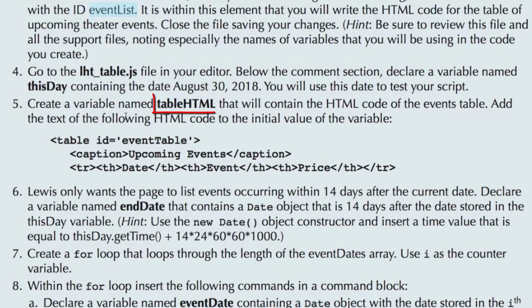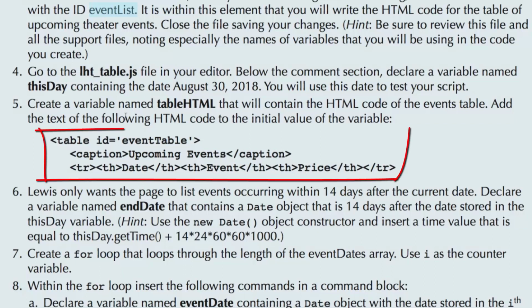In step 5, we're going to create a variable named tableHTML, and that's going to contain then all of the HTML code that will make up our events table. So the first thing that we'll add to it will be the text that's listed here. You can see it'll be an opening table element that'll be ID'd as eventTable. We'll add a caption element that has the text upcoming events, and then we'll create a table row that has a header element of date, event, and prices. So 3 different THs for date, event, and price.